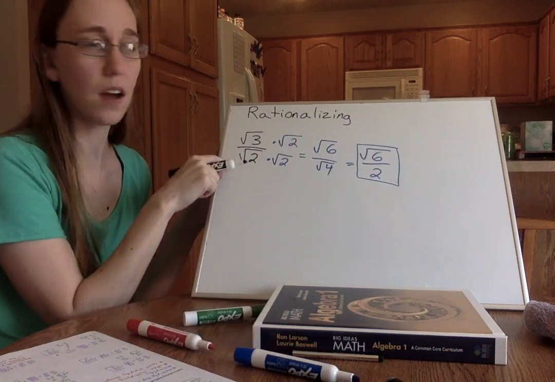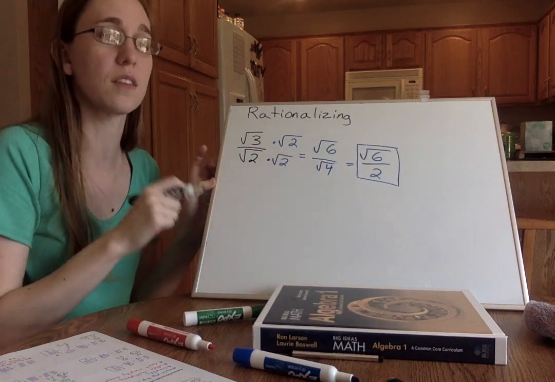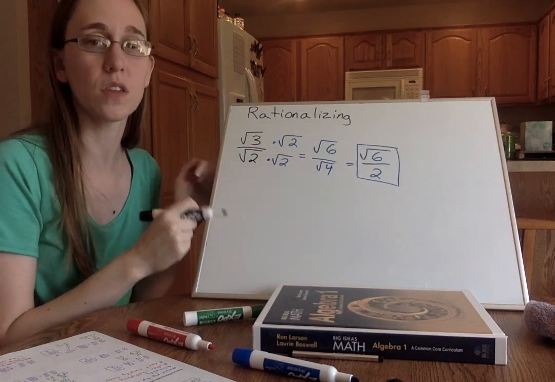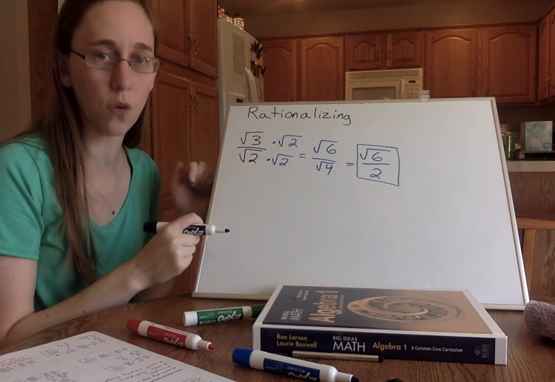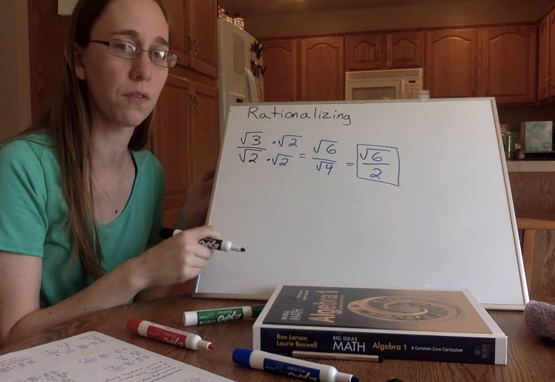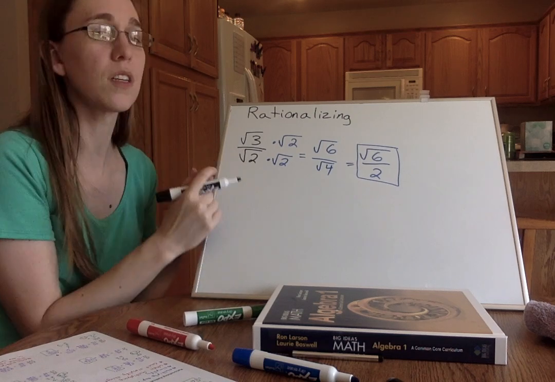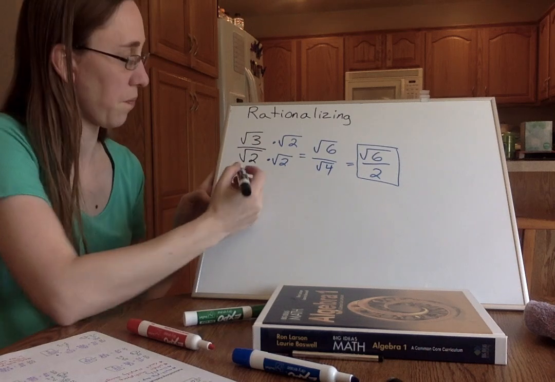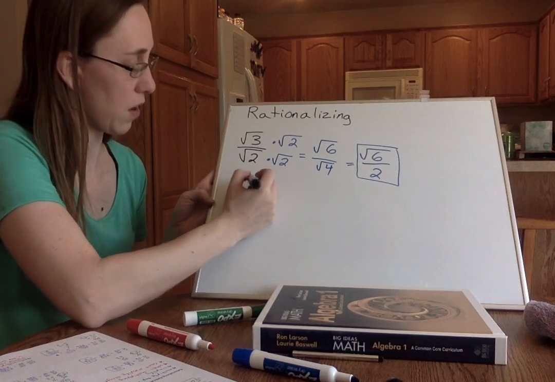If you type this in a calculator and this in the calculator, you're going to get the same weird decimal because they're the same thing. Just like saying 2 over 4 is equal to 1/2 is equal to 0.5. They're all the same thing. So it's just a different way of writing it. Okay, let's try one with a little bit bigger numbers.